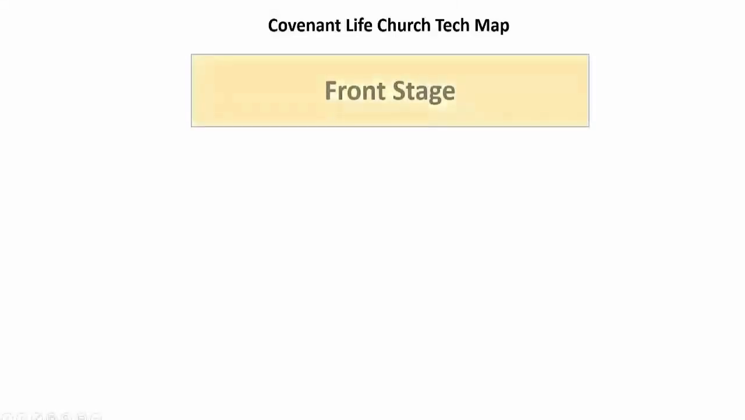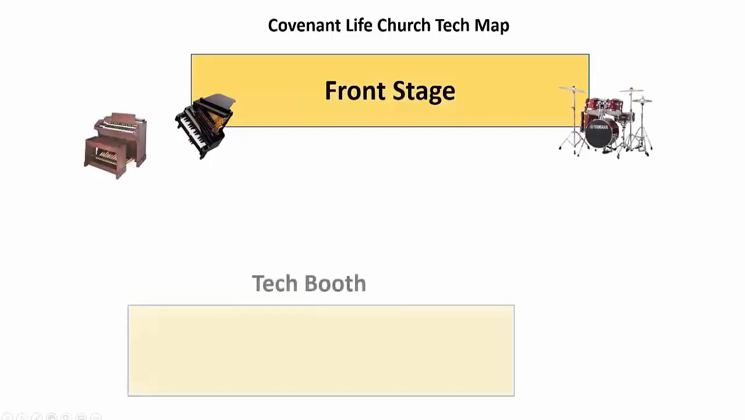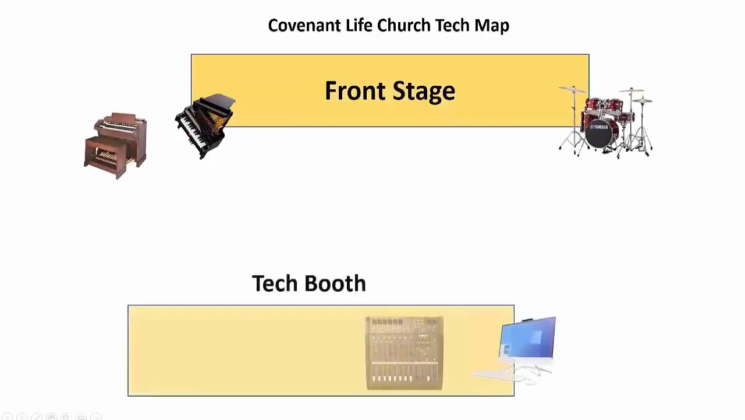This is the Covenant Life Church tech map. First, you see the front stage up front, then a piano on the left and an organ on the left. Then over on the right, we have the drum set. We have a stationary camera above that.